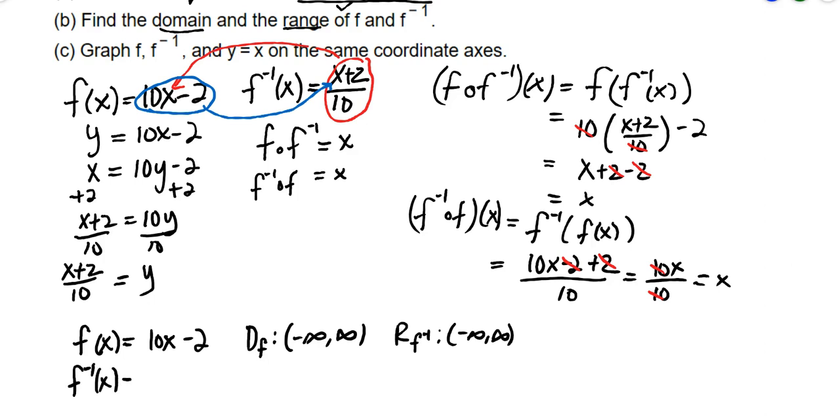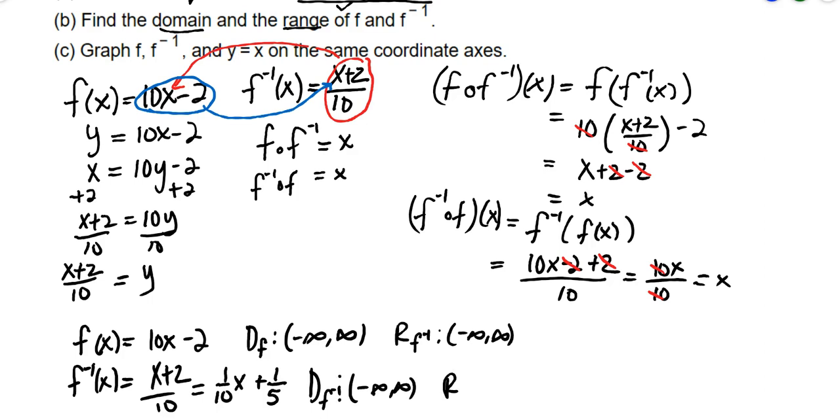If we look at f inverse, that's x plus 2 over 10. This is also a linear function. You could write this in slope-intercept form. That's 1/10 x plus 1/5. So because it's a linear function, the domain of f inverse is all real numbers. And the range of f is all real numbers because the x and y get switched.